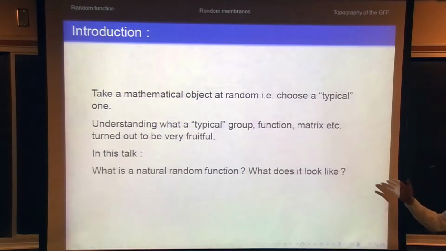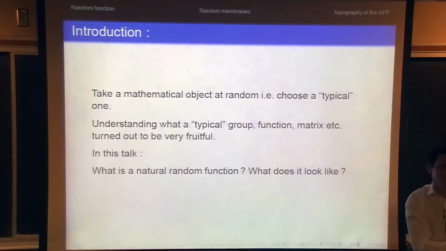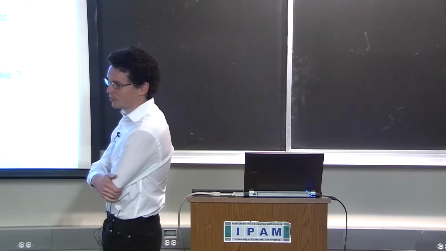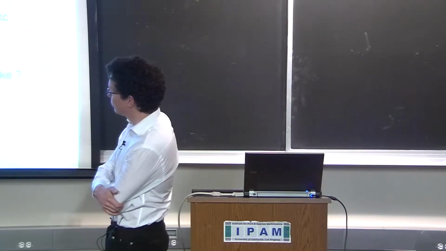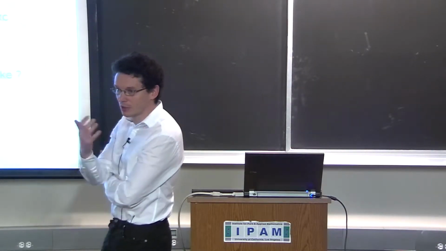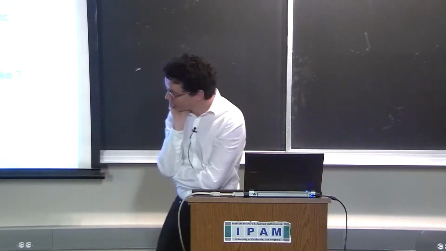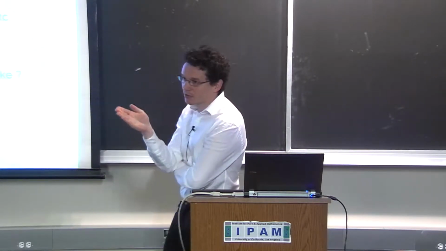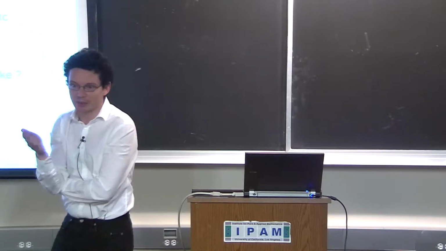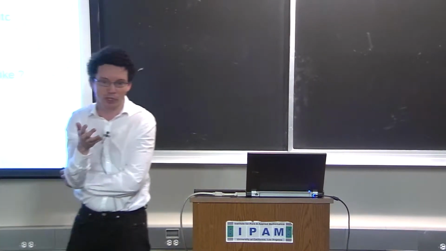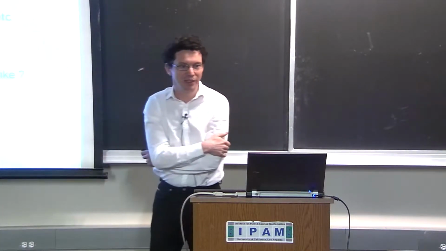But in this talk, I would just review very briefly what is a random function. Functions are one of the first things we learn in high school, and then what does it mean to choose a function at random? What does it look like? What can we say about random functions? And then the next step would be, what is a random surface, or a random membrane if you want, and what can we say about it?